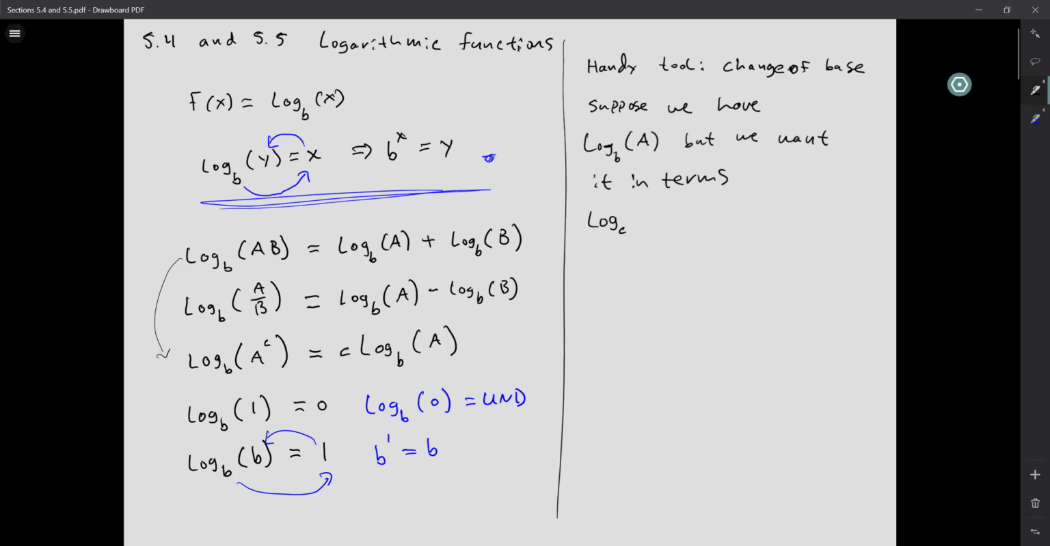Then what we do is we look at what the original logarithm means. So we'll say log base b of a is equal to x. We don't know what it is, but we look at what it means from the definition. This means that b to the power of x is equal to a. And then we take a logarithm of both sides, in fact the logarithm we want. So we take our expression b to the x equal to a, and we take the log base c of both sides.